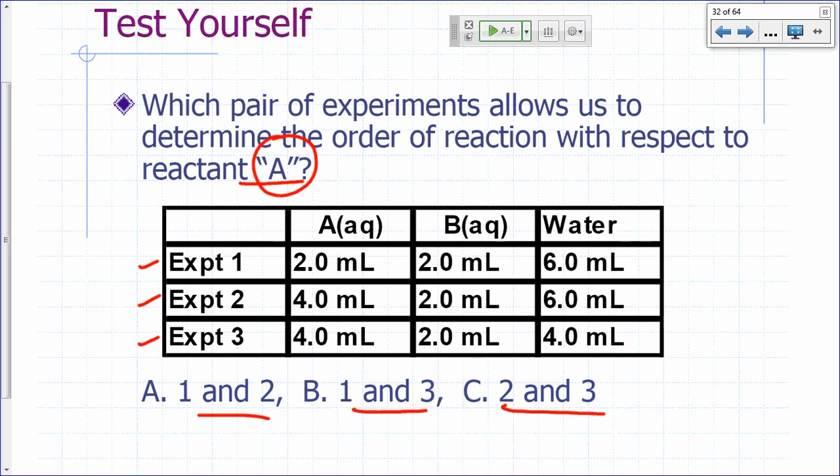So let's look at these cases here. You have 2 mL, 4 mL, 4 mL. So you have stock solutions of A and B. You're mixing them, okay? And then 2 mL of B, 2 mL of B, 2 mL of B in all 3 experiments. But then you have water. This is an aqueous reaction. So A and B are mixed in water, okay? And then you have 6 mL of water in experiment 1 and 2, and 4 mL of water in experiment 3.